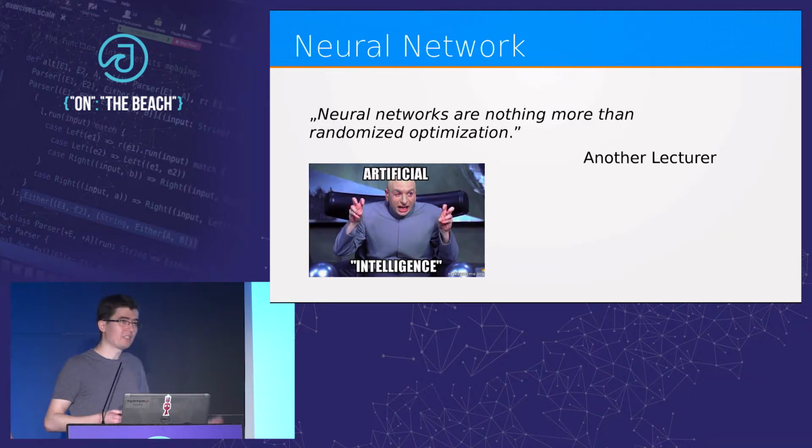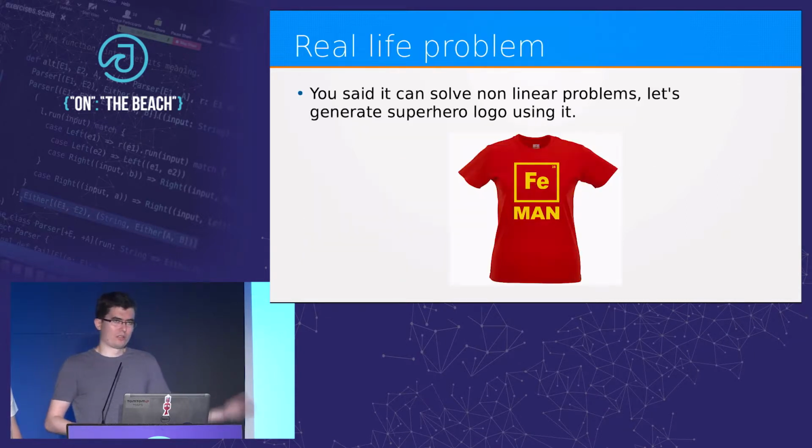So as you can see, there is no magic behind machine learning. So it's like simply randomized optimization. So in general, it's more or less complicated math. There's no magic. Sorry for that. But still, these methods are really powerful. They can solve really complicated, complex problems. Okay, so I told about it.